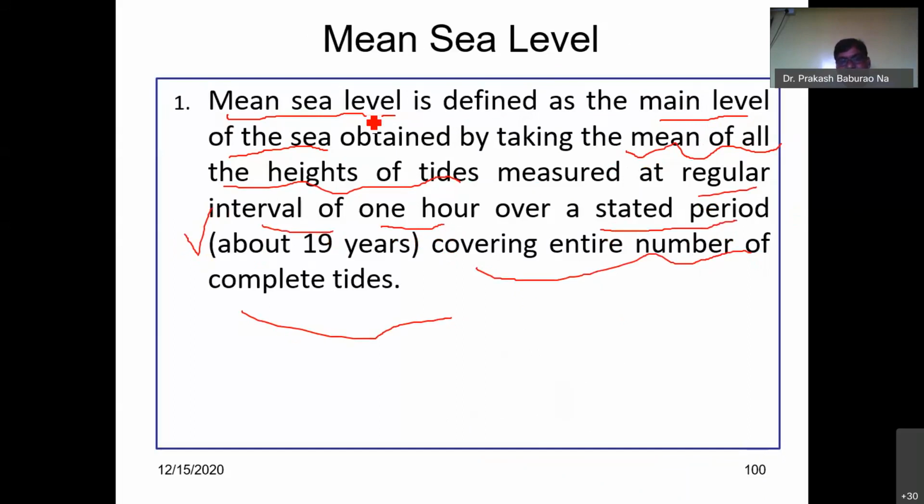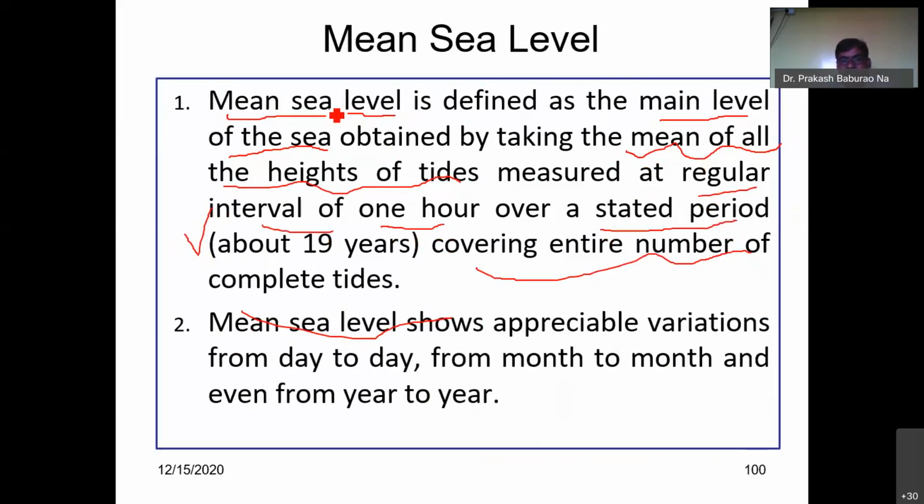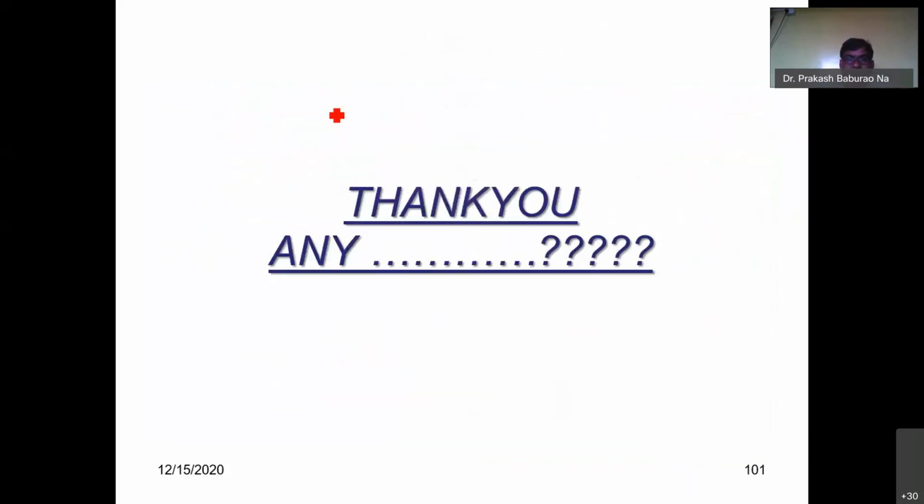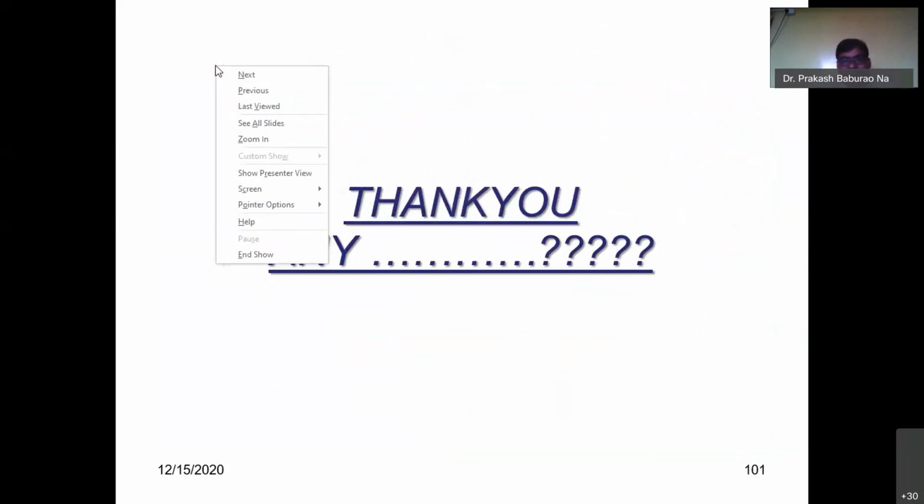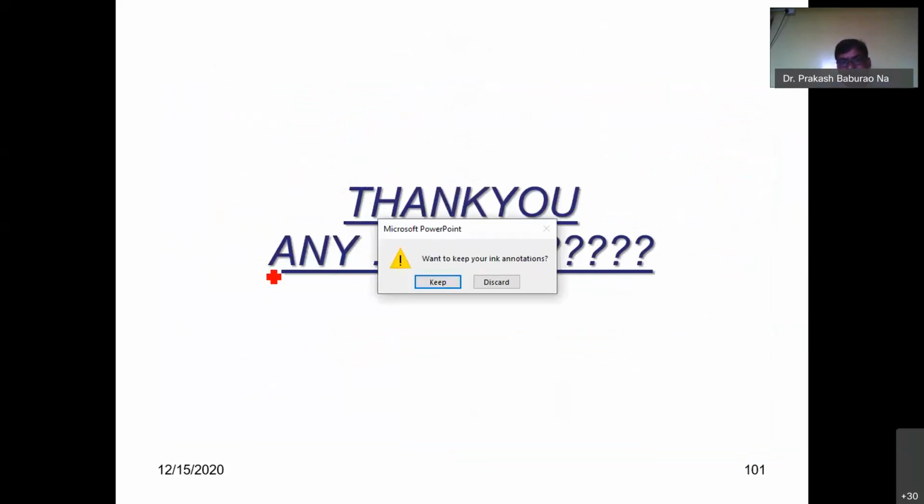So this is now the clear definition, and by doing this you have to set the mean sea level. Once it is fixed, the mean sea level shows appreciable variations from day to day, from month to month, and even from year to year. So this is the information I want to share with you. If you have any doubt or any problem, please share your queries. Okay?